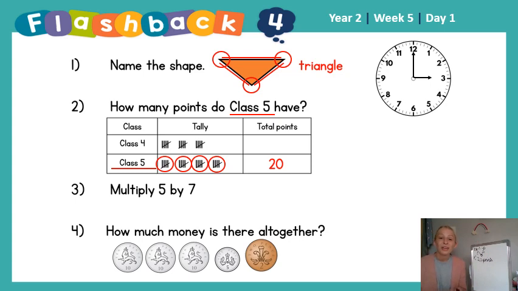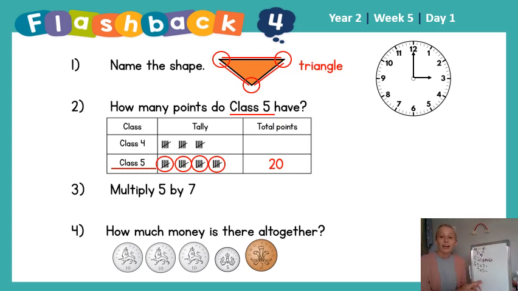Brilliant. Okay, question number 3. Multiply 5 by 7. So remember, multiply means times by, so I'm going to write it in my number sentence. So 5 times 7 equals something. Now remember, we can do our times tables either way around. So if you find it easy to count in your 5s, then swap your number sentence round and you can work out 7 times 5. So pause the video now and work out your times table.